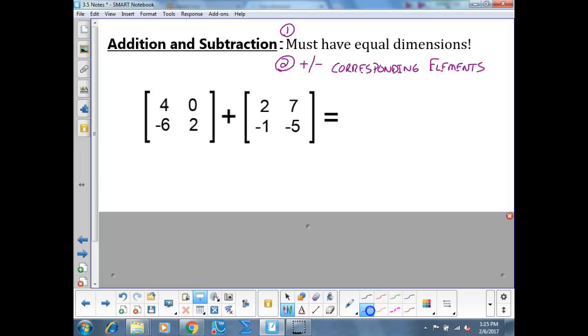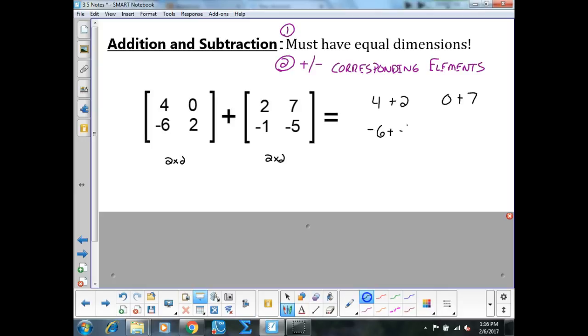So, here we have a 2 by 2 matrix. Here we have a 2 by 2 matrix. Those dimensions are exactly the same, so I can add them. And I add the corresponding elements. So it would be 4 plus 2, 0 plus 7, negative 6 plus negative 1, and 2 plus negative 5.